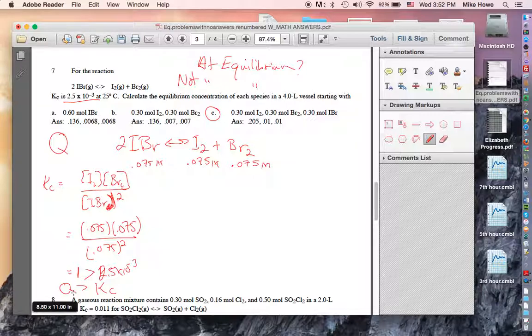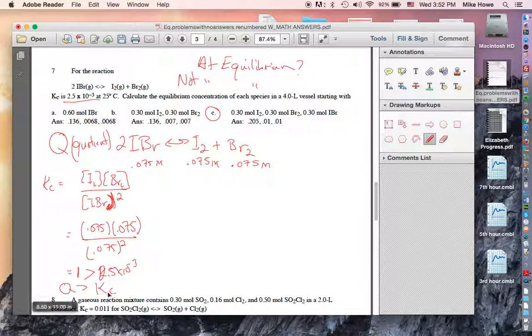Pardon the interruption there, I'll just keep going. So we know that Q is bigger than Kc, so the system is not at equilibrium, first of all, because they should be equal if it is at equilibrium. Q stands for the reaction quotient. Okay, so Q is greater than Kc.